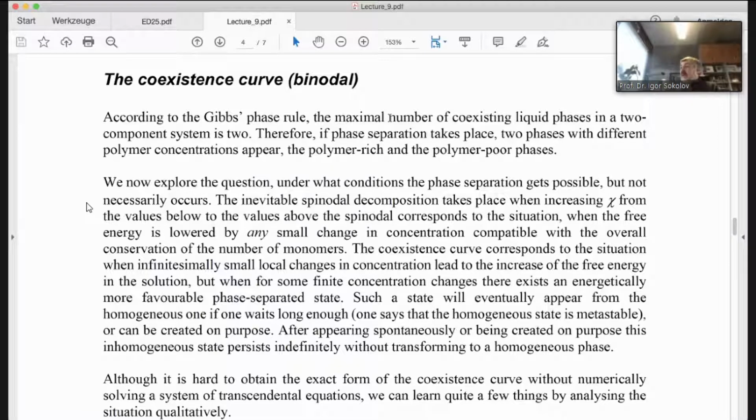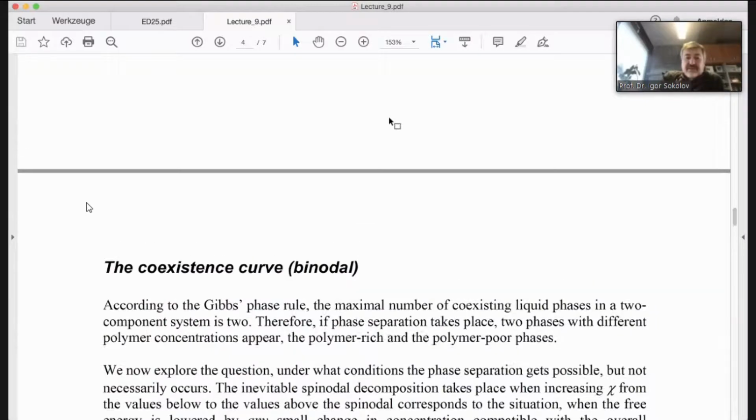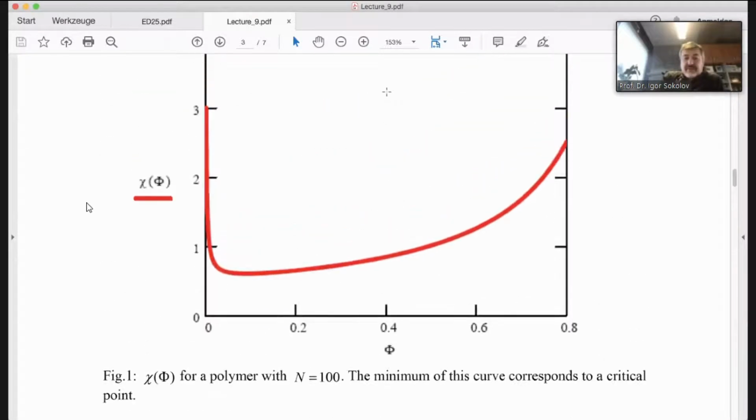And now I'm looking at the situation when a two-phase, I'm going down in chi, the Flory-Huggins parameter. I'm passing here. So here I have two phases. Yes, here I have two phases and I never have one phase. Here I cross the line, and here the only thing I can say is that I can either have one phase or two phases. Who knows?